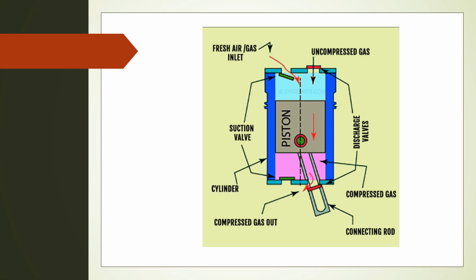So this is the diagram we spoke about earlier in our previous slides, which shows the piston, the suction valve, the compressed gas, the cylinder, the inlet and outlets.